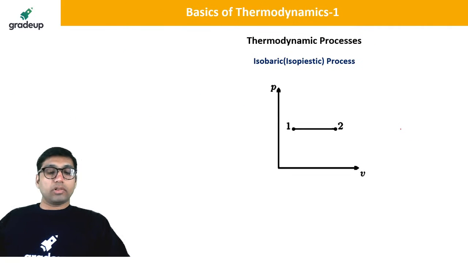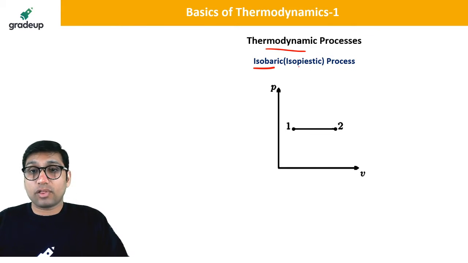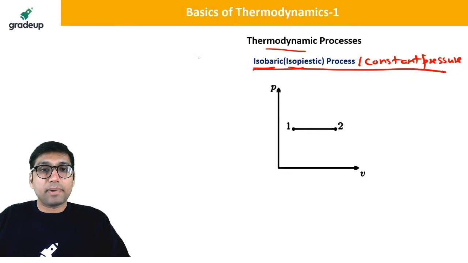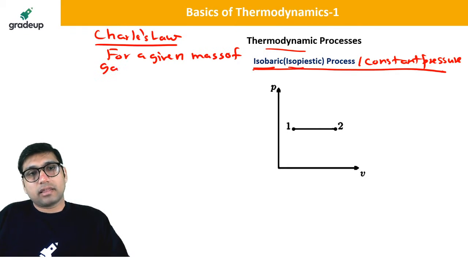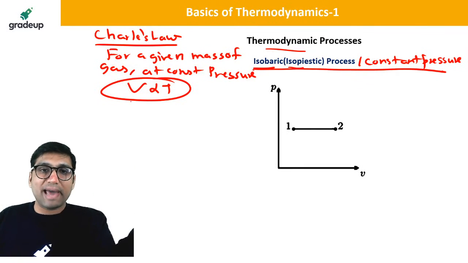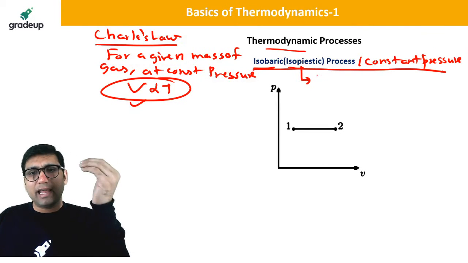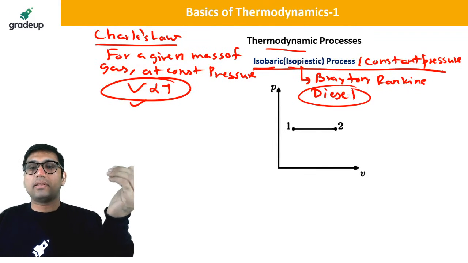Now there are other thermodynamic processes that we are going to study. One is the isobaric process, or isopistic process, or constant pressure process. A lot has been said about the constant pressure process by Charles' law. According to Charles, for a given mass of a gas at constant pressure, volume is directly proportional to temperature. So Charles' law defines the constant pressure process, also called isobaric or isopistic process. You will study this constant pressure process in the Brayton cycle, the Rankine cycle, and the Diesel cycle.